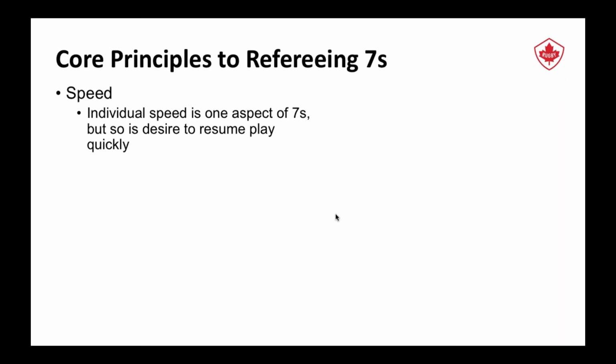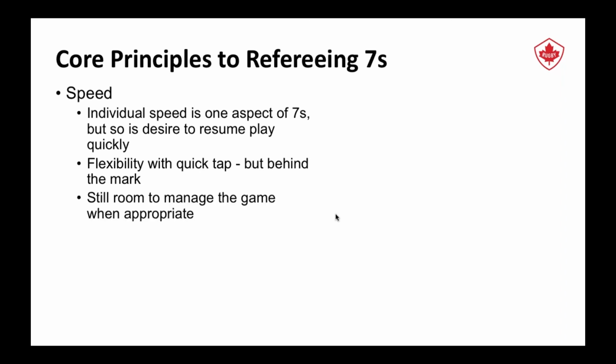So individual speed obviously is one aspect of 7s, but so is the desire for us as referees and the players to resume play quickly. So what's our approach to that? The first is to be flexible with the quick tap within a certain radius around the mark, as long as it's behind it, right? So if we're a meter and a bit either side of where that mark is, let's just try and play on. If we're egregiously ahead of it, then let's bring it back. If we're slightly ahead and everyone's happy enough to play on, let's just move along, right? So opportunities for us to play on is critical in sevens. So if we can find out how we can do that, that's great.